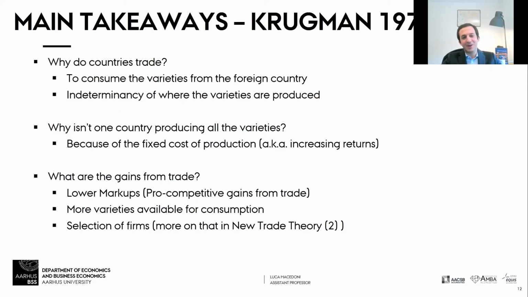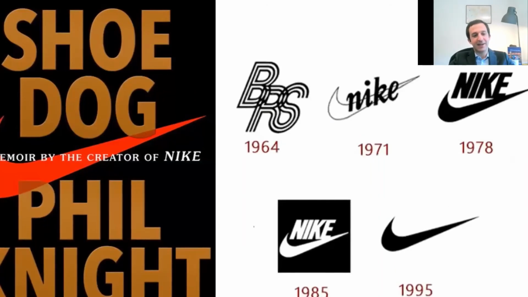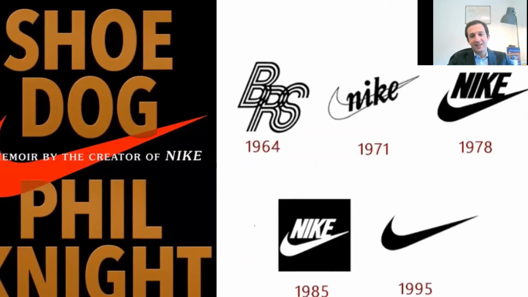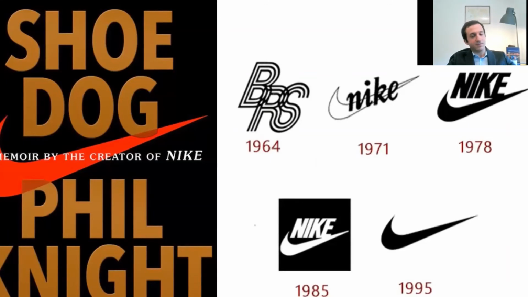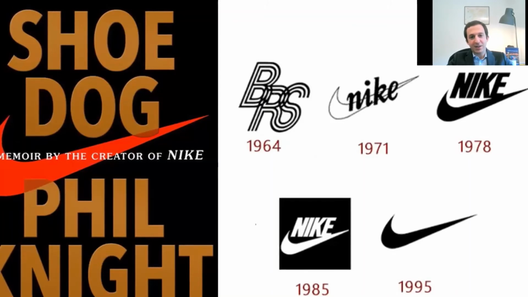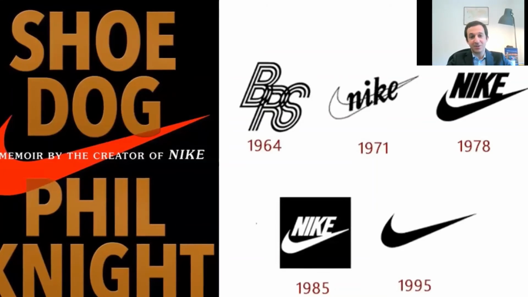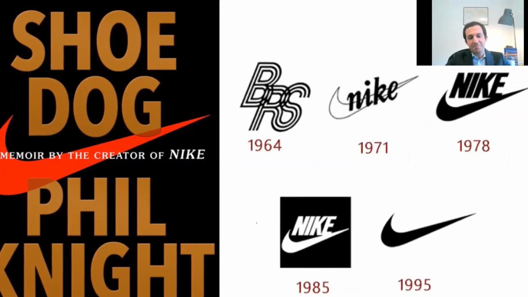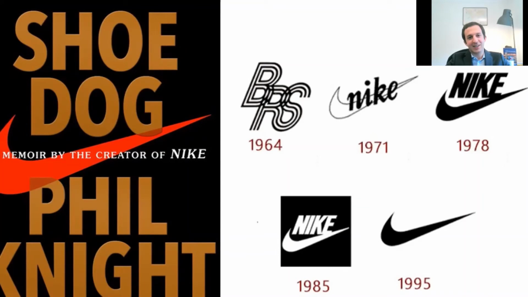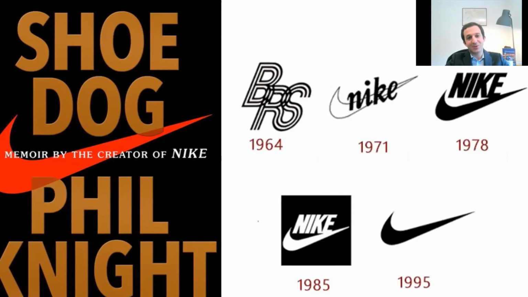The anecdote I want to mention is this book by Phil Knight, the founder of Nike. This is a book I have with me, and I think it's an interesting book. It has a lot of interesting anecdotes that you can drop in conversations or in lectures. I haven't finished it yet, but it's a great story of how this starts, and it shows you the various issues that you might encounter when you create a new firm.